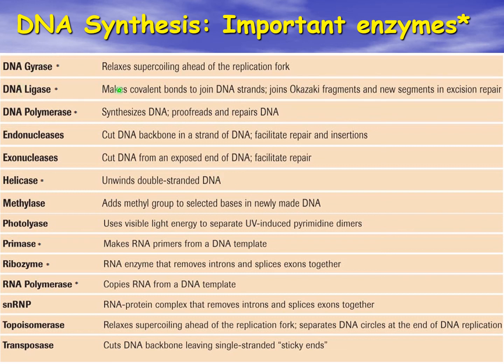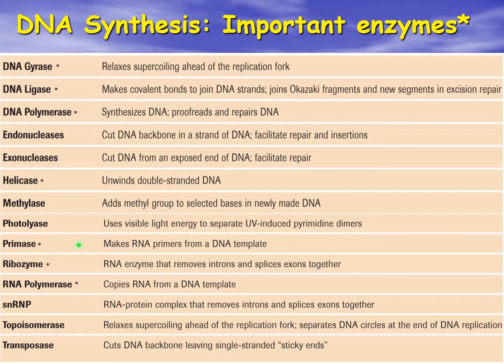DNA ligase will make covalent bonds to join the sugar phosphate backbone in DNA strands. And this is in any DNA strand. It's primarily, though, used to join Okazaki fragments and new segments in excision repair. DNA polymerases synthesize DNA, but they also have a function to proofread and repair the DNA as they are matching those complementary base pairs. Endonucleases and exonucleases will cut the DNA backbone for different repair and insertions, and we won't really spend a lot of time with these two.